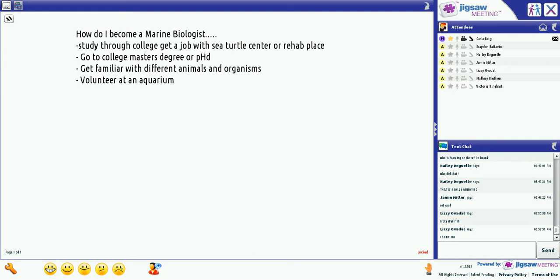Anyone else have it? Haley, go ahead. You could scuba dive and learn about the different organisms by actually going into the ocean. Very nice. Anyone else have anything they want to add? I have a few additions I would like to make up here.